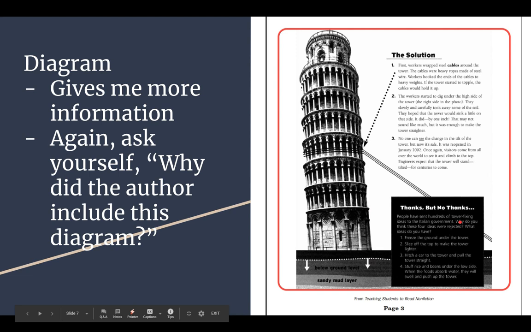All right. So today you're going to be reading, you're going to be answering a Google form about this article and the text features, and reading a new one.